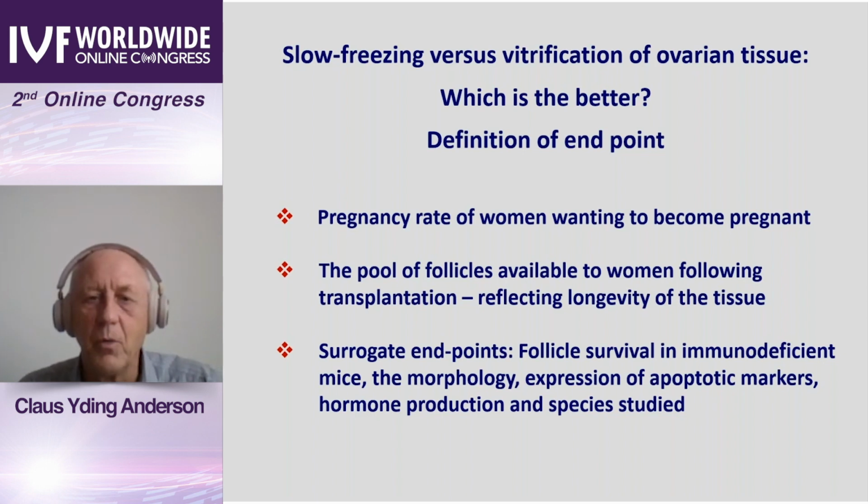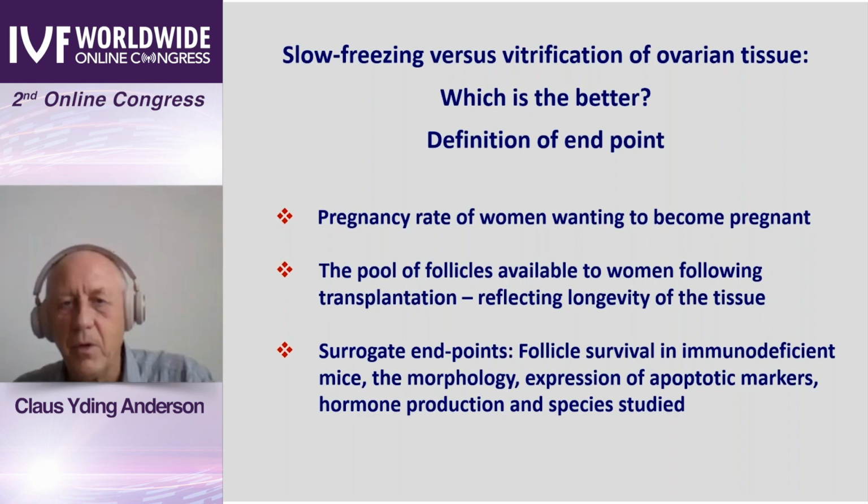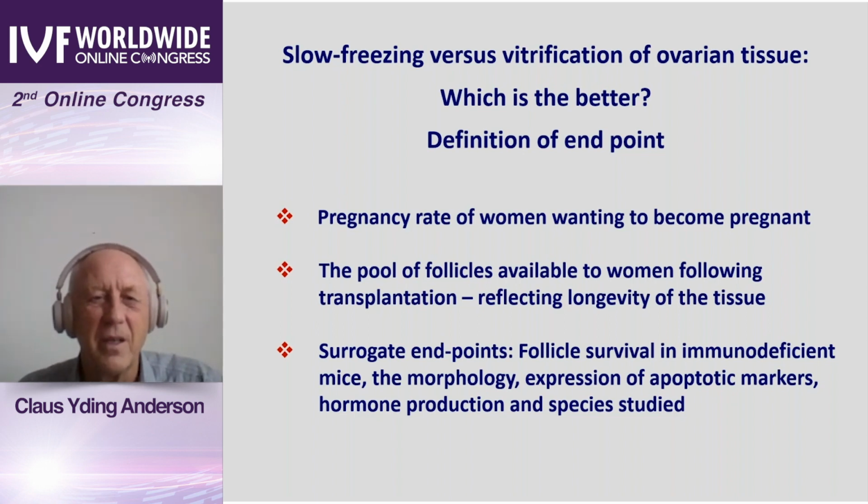In an IVF setting, it would be pretty straightforward. If we do this, how many women become pregnant? And if we do that, how many women become pregnant? But if we do this for ovarian tissue, we have to wait for a very long time. Of course, this is the right thing to determine, the pregnancy rate of women. But when we take out ovarian tissue from a woman, she will often wait to have a cancer treatment. This will mean that she will not come back to collect her tissue for 2, 3, 4, 5 years. On average, it's between 4 and 5 years.